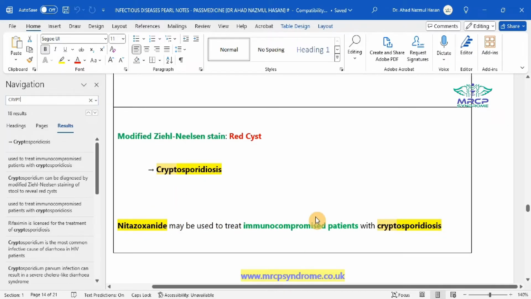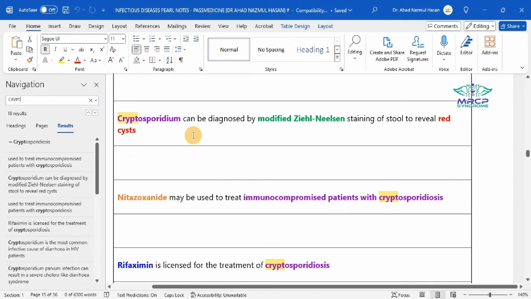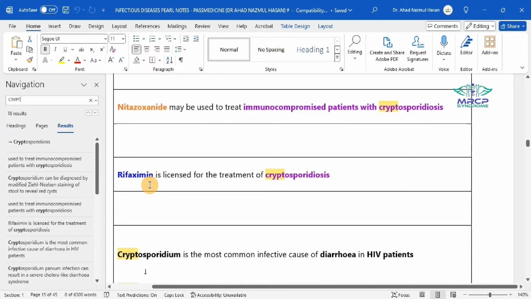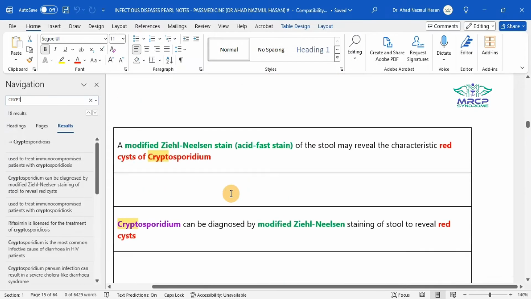Nitazoxanide may be used to treat immunocompromised patient with cryptosporidiosis. And rifaximin, this is rifaximin, this is not rifampicin. Rifaximin is also sometimes used in immunocompromised patient or patient with severe disease. So if you go for the modified Ziehl-Neelsen staining, you will get red cyst, and the first line choice of treatment in immunocompromised would be nitazoxanide, and rifaximin can also be used. Cryptosporidium is the most common infective cause of diarrhea in HIV patient. Cryptosporidium parvum infection can result in severe cholera-like diarrhea syndrome, and Cryptosporidium cyst turns red following the acid fast staining.